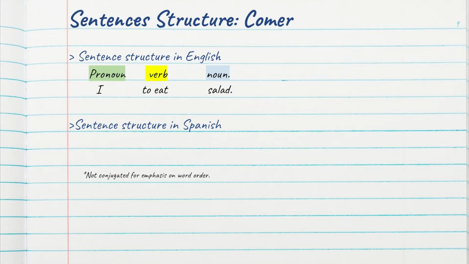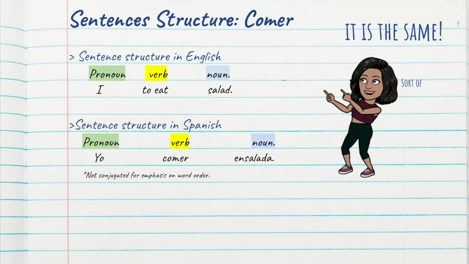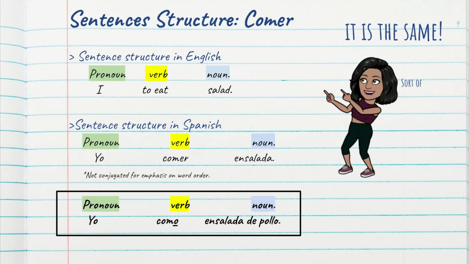It's at the top. It's the word comer. So in Spanish, it would look like yo comer ensalada. Again, it's the pronoun, the verb, and the noun. Very similar, right? If you were thinking about how to conjugate that, then it would be yo como ensalada. And I added a little elaboration here, de pollo. The word order, though, still stays with pronoun, verb, and noun. Now let's try a different one.